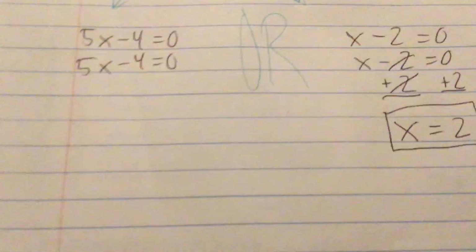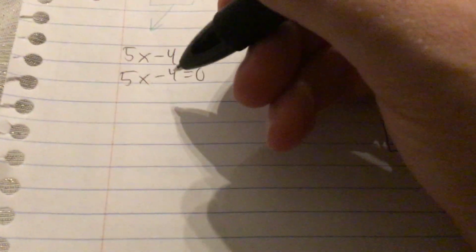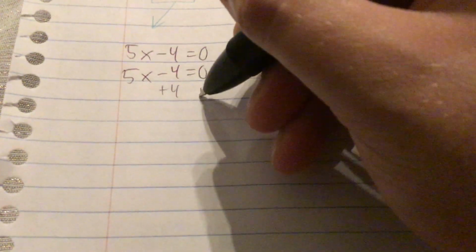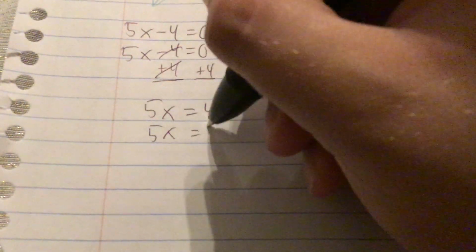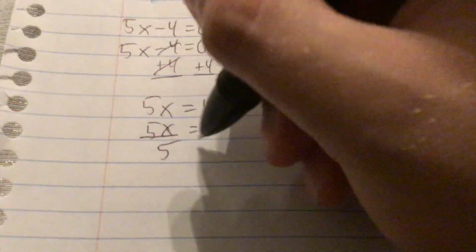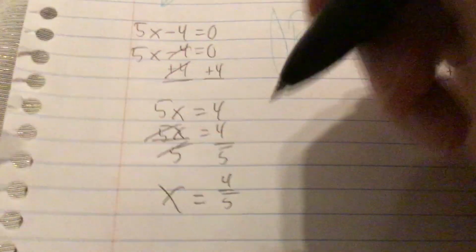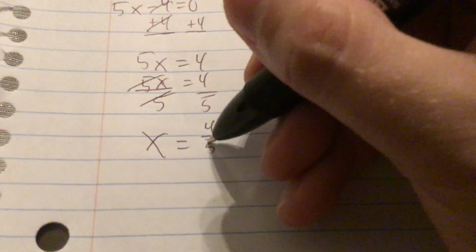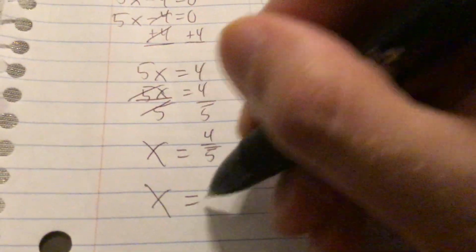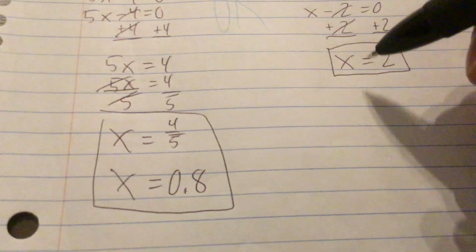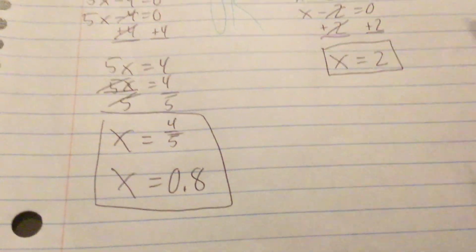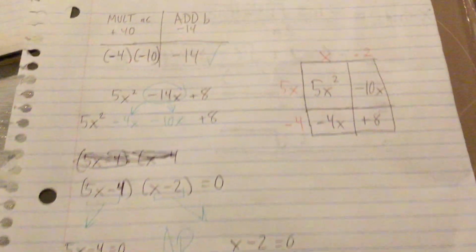Okay? Now, I'm going to look at the other side, the left side. I'm going to add 4 on both sides. That gets me 5x equals 4. We divide both sides by 5, and in particular we get x equals 4/5. Now if you like decimals like I do, you can do 4 divided by 5 and get x equals 0.8. Either way, I'm very, very happy, but this is the same number. So either x is equal to 0.8 or x is equal to positive 2.